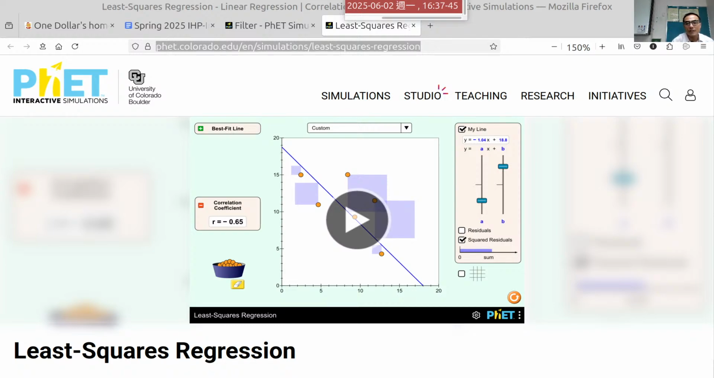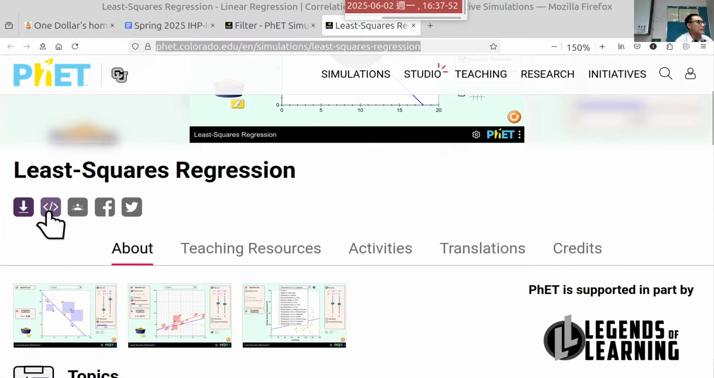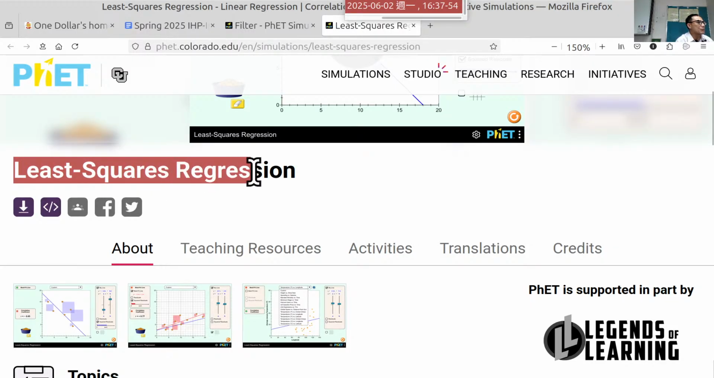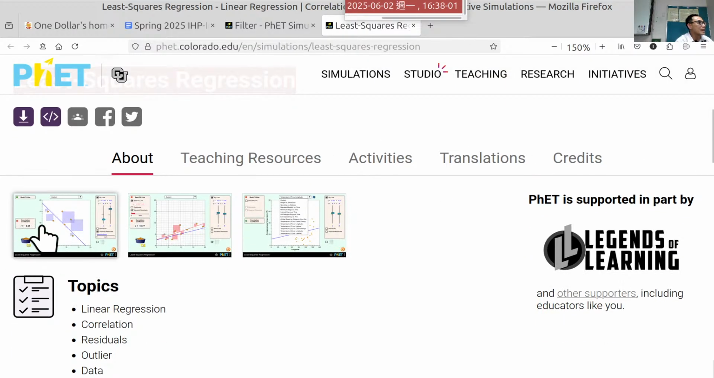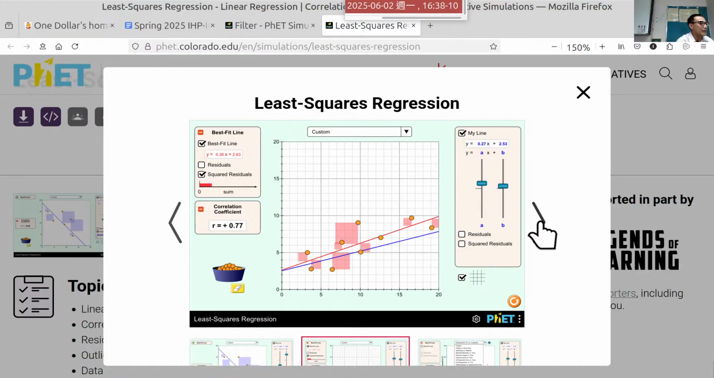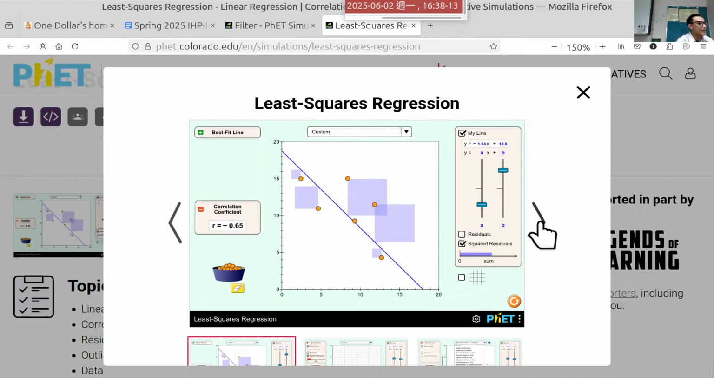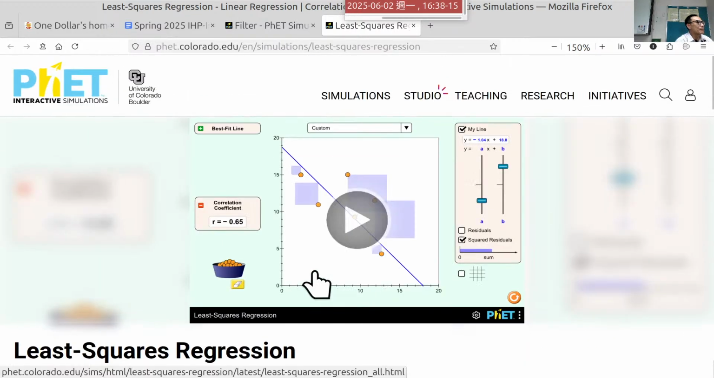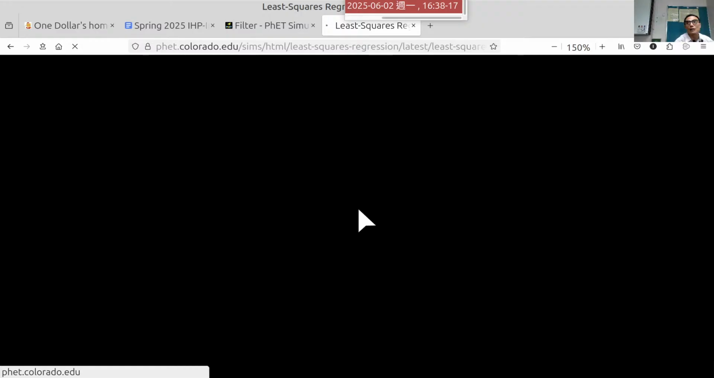Okay, I just sent the link to the line group, and the topic of this one is least squares regression, as we learned the concept from chapter number 10. And here are some screenshots from the website, like this one. You can use this one on your cell phone.